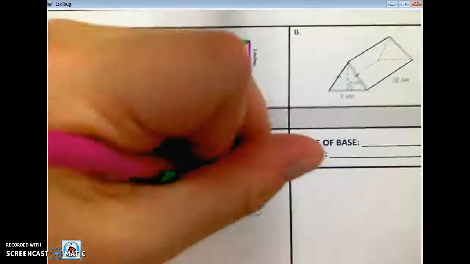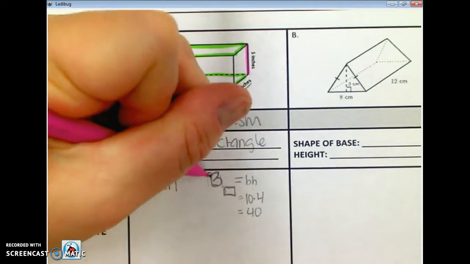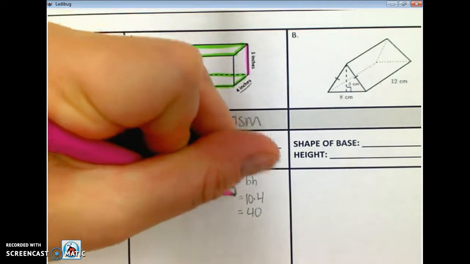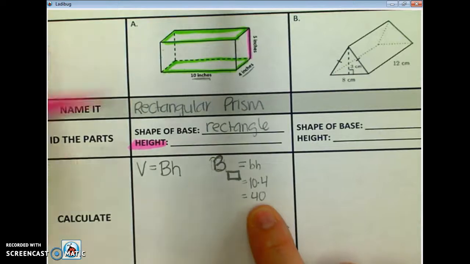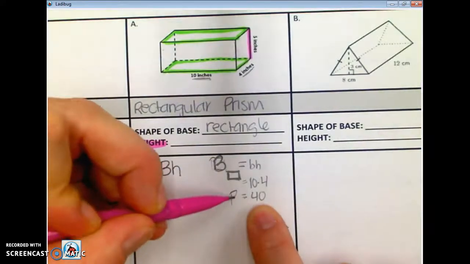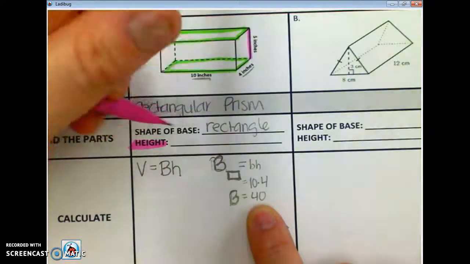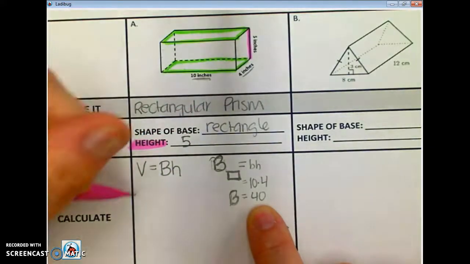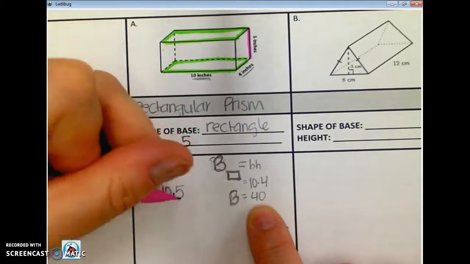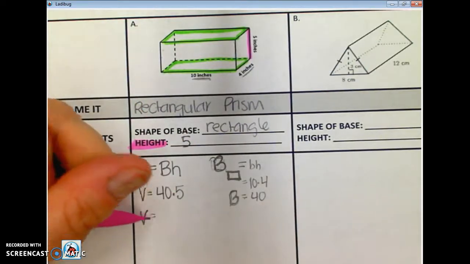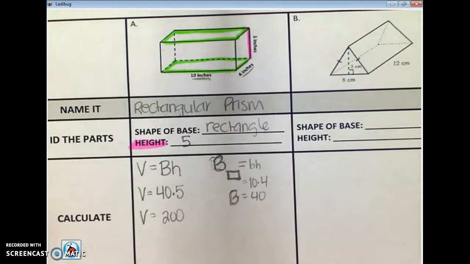All right, let's change this to, instead of using A, let's use the big B, because we're trying to find the area, and I'm going to draw a picture of what I'm finding. Okay? So now I can replace that big B. The area of my base, or the capital B, is 40. And, oops, I forgot to record my height up in here. So I found the area of my base is 40, and my height is 5. So volume equals 200. All right?